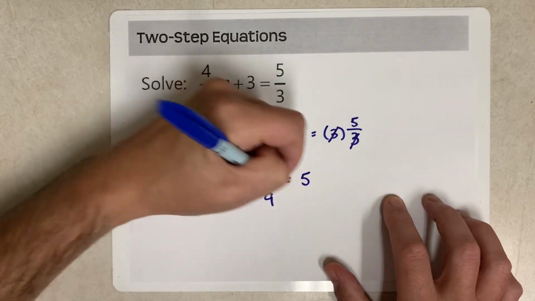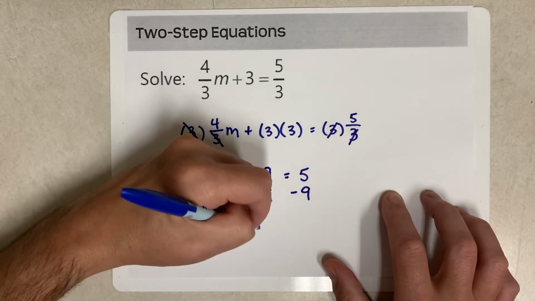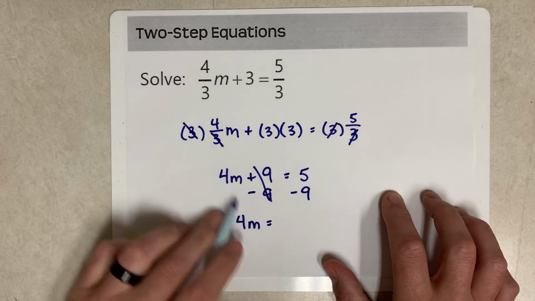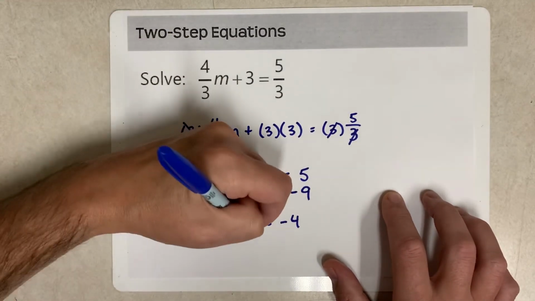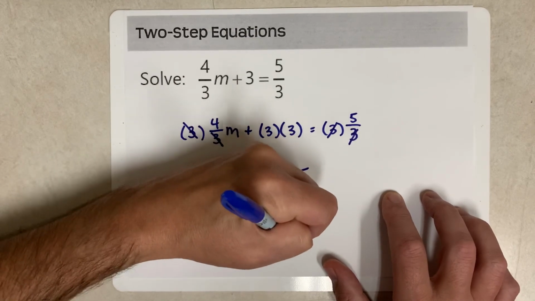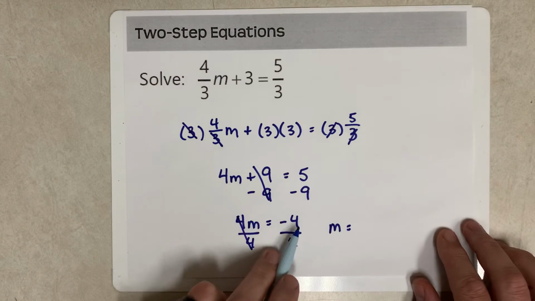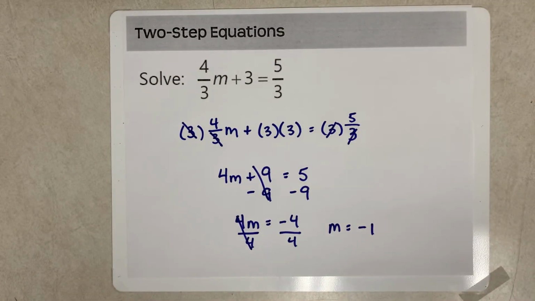Subtract 9, bring down my 4m. You always bring down stuff that nothing happened to, you just bring it down. 5 take away 9 is negative 4, divide by 4, and m is equal to negative 4 divided by 4, which is negative 1 again, so that's good.